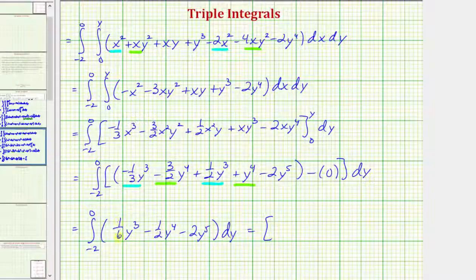So here we're going to have 1/6 times y to the fourth divided by 4, which is 1/24 y to the fourth. Here we'll have negative 1/2 times y to the fifth divided by 5, or minus 1/10 y to the fifth. And finally here we'll have negative 2 times y to the sixth divided by 6, which is negative 2/6, or negative 1/3, or minus 1/3 y to the sixth.